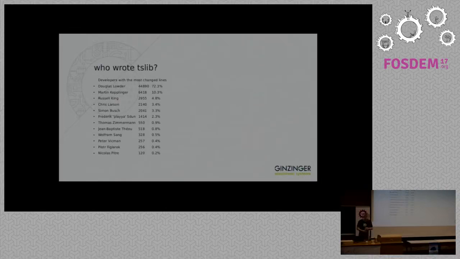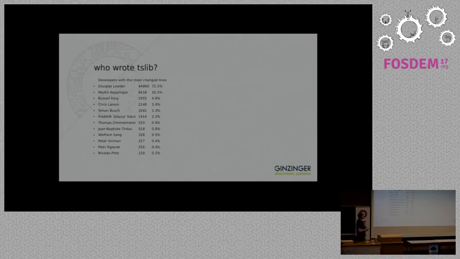Yesterday I ran some statistics quickly so that you have a few names. Russell King actually wrote tslib, and his initial Git commit was in December of 2001. You might remember Russell King for porting Linux to ARM, also around that time, I think.